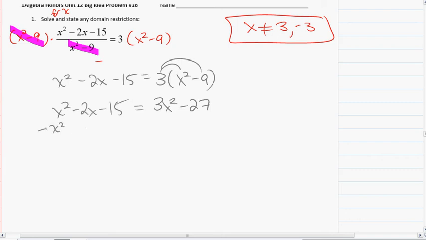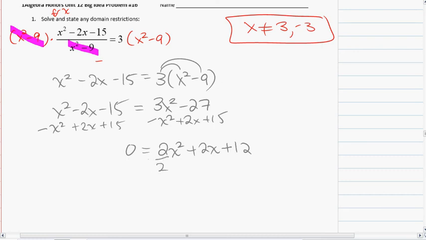I'm going to get all my values over to the right side so that I can, since I have a quadratic here, use quadratic formula or try to factor. Minus x squared plus 2x plus 15. So I'm left with 2x squared plus 2x plus 12 equals 0. So fortunately, I can factor this further. I can divide everything by 2. 0 divided by 2 is 0. So I have 0 equals x squared plus x plus 6.